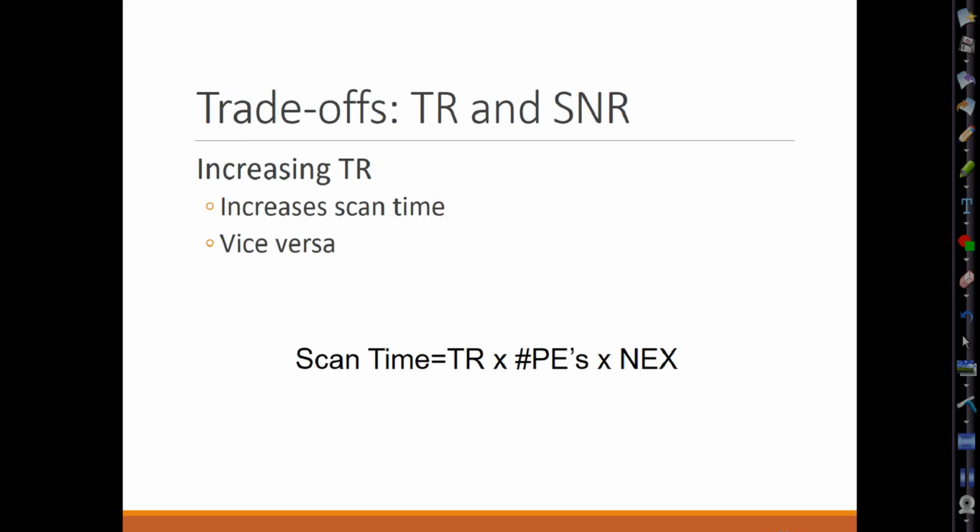So the trade-offs with TR, it's incorporated into our scan time equation. So as we increase our TR, yeah, our signal goes up, but guess what goes up also? Our scan time. So as we increase our TR, we increase our scan time. And here's our scan time equation for a 2D pulse sequence: TR times the number of phase encoding steps times NEX.